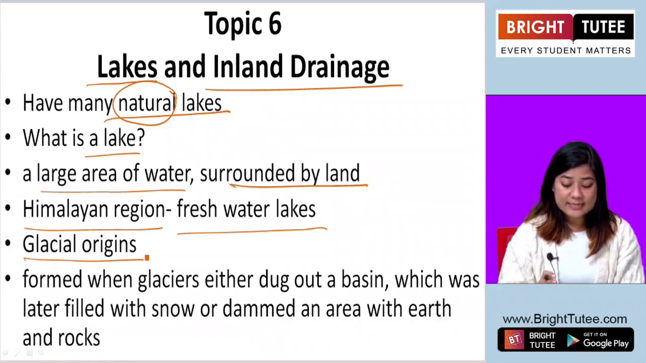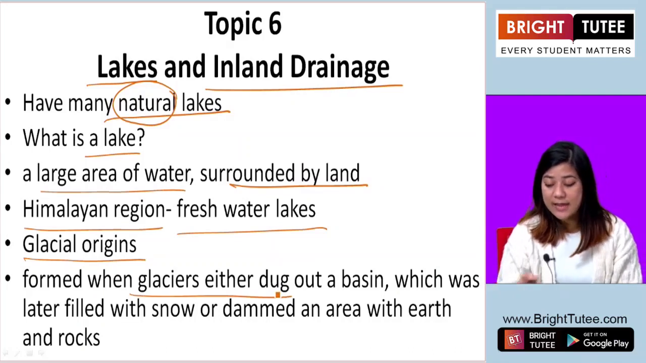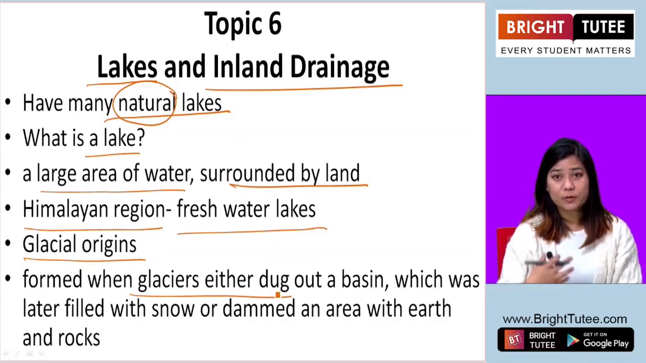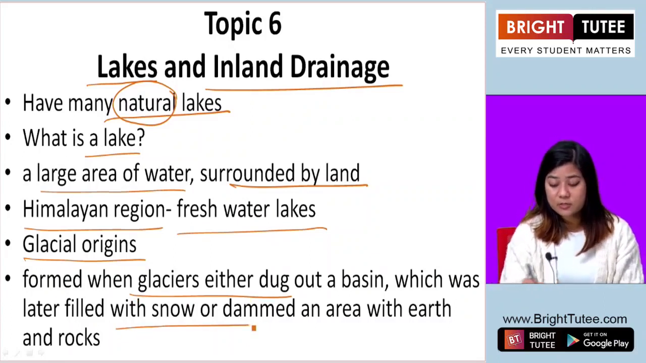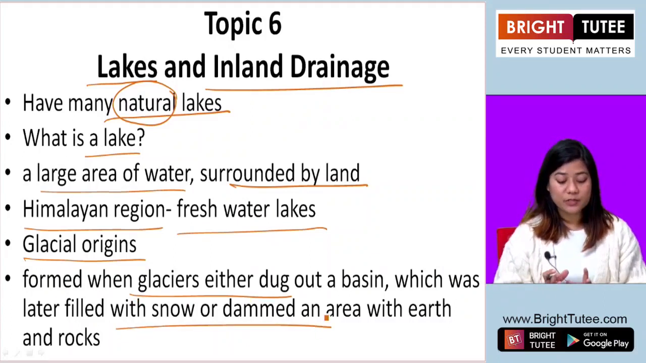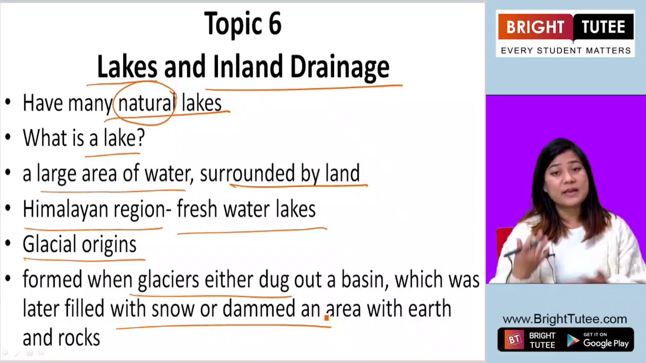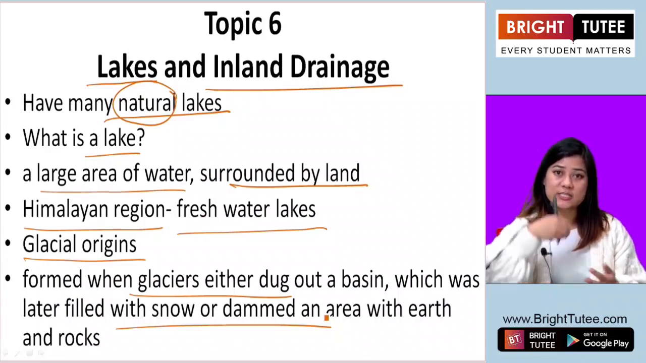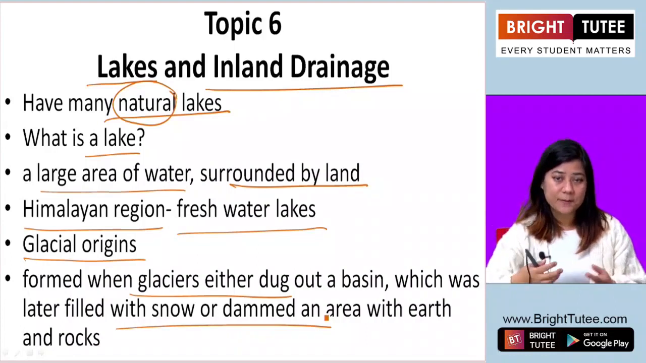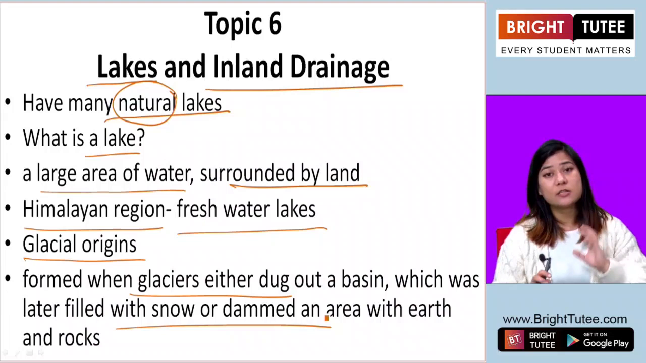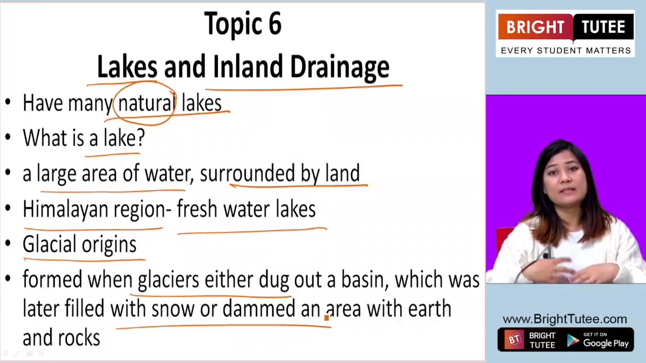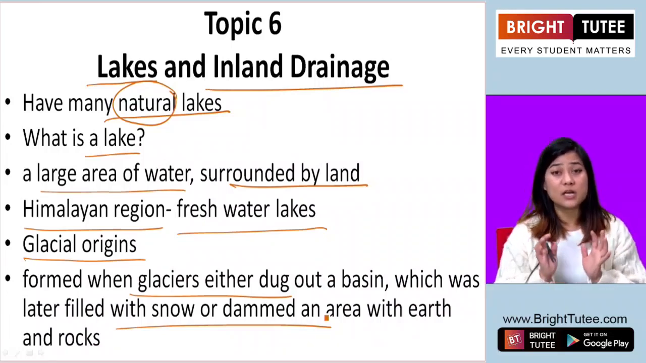So these lakes are formed when glaciers either dug out a basin, okay, dug out an area which was later filled with snow, or dammed an area with earth and rocks. So many times these are formed when the glaciers dig out an area, and in that area slowly and gradually the snow keeps filling up, and then that area forms a lake.